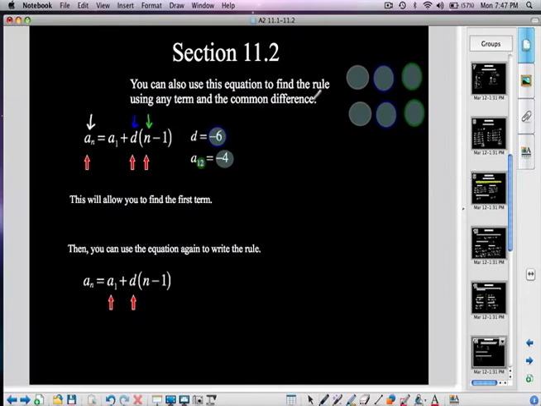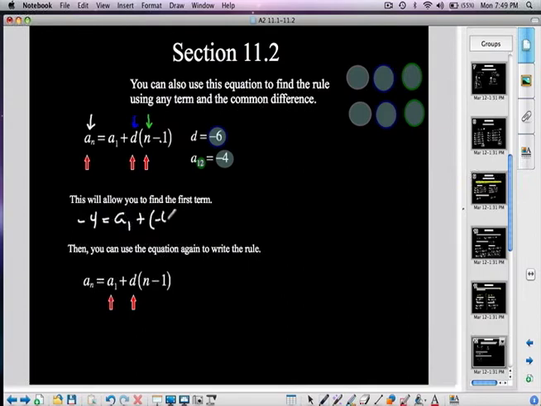I can also use this equation to find the rule using any term and knowledge of the common difference. So in this particular case, they tell me that my common difference is negative 6, and the 12th term is negative 4. So if I write this out, I'll be able to find a sub 1, and if I have a sub 1 and the difference, I'll be able to write the rule.